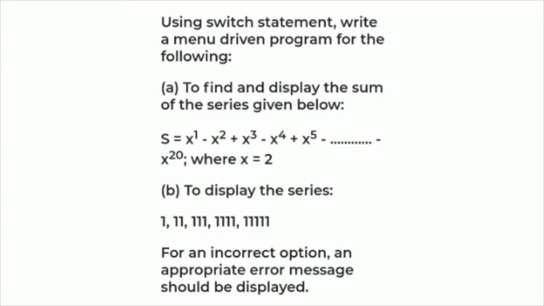A, to display the sum of the series given below, that is s equal to x power 1 minus x power 2 plus x power 3 minus x power 4 plus x power 5 minus x power 6 and so on, and it will go up to 20 terms, and the value of x is also mentioned. So this is a series whose sum we have to print, and the second series is where 1 is printed, then next 11, then 111 and so on, and it has to be printed 5 times only.